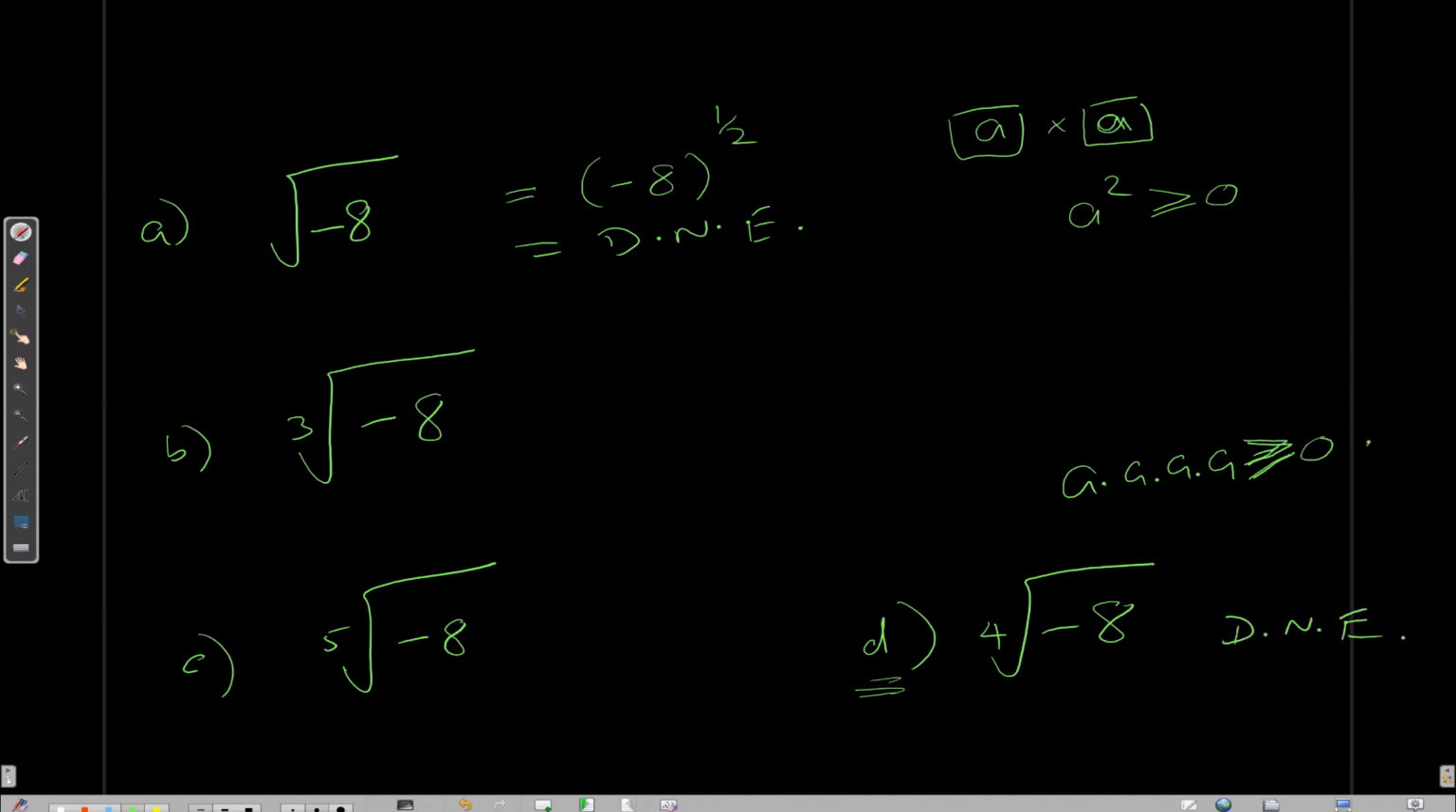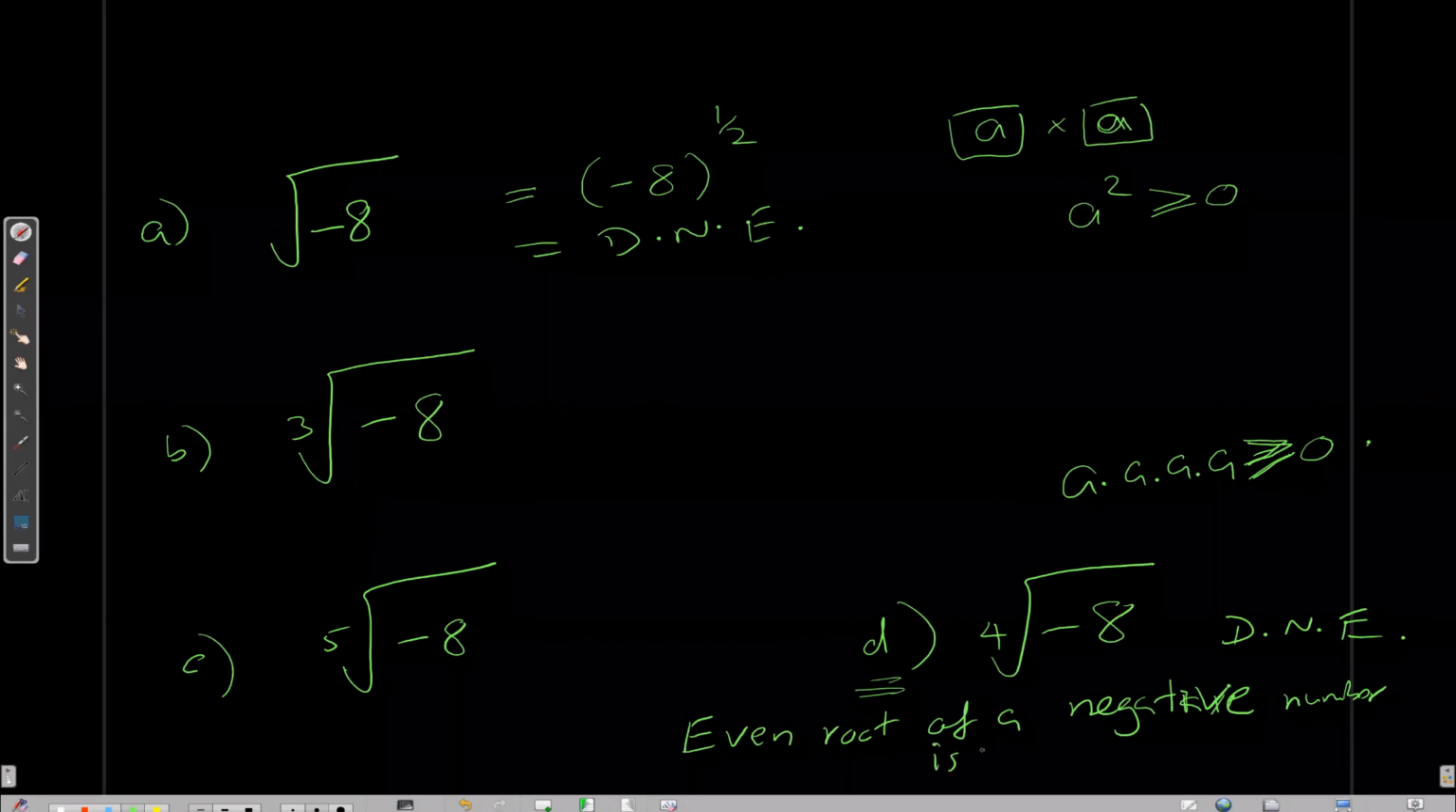So remember, an even root of a negative number does not exist, or is not real. It is complex numbers, that's a different story. An even root of a negative number is not real.